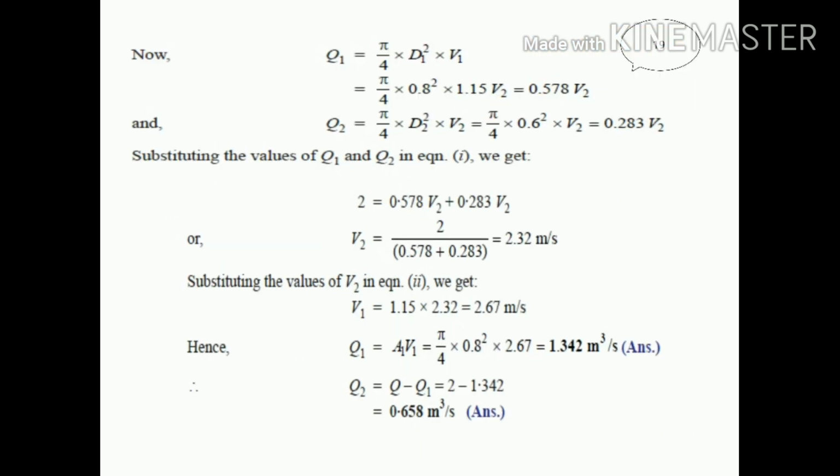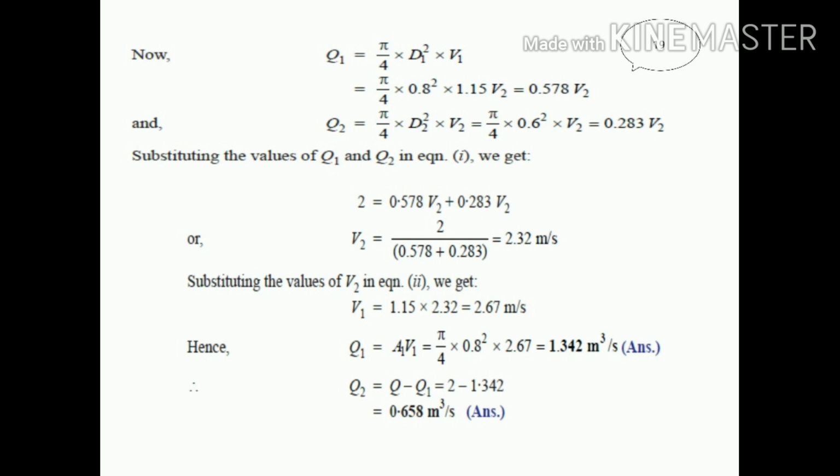Now what is the next step? Just write down the formula for Q1 and Q2. The formula for Q1 is A1 into V1, and what is A1? Pi by 4 D1 square. So Q1 is pi by 4 D1 square V1, and we will get Q1 equal to something times V2. Similarly, write the formula for Q2 as pi by 4 D2 square into V2, and you will get the relation in the form of V2. When calculating Q1, you will get it in the form of V1, so we have to resubstitute the relation between V1 and V2. So we will get the relations for Q1 and Q2 in the form of V2.